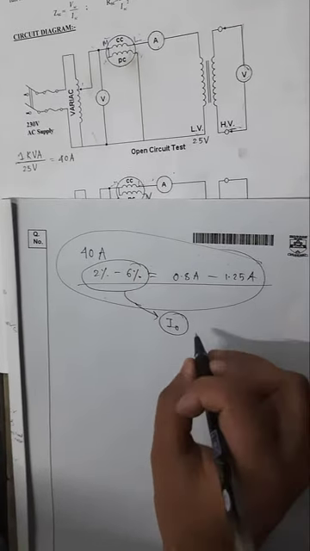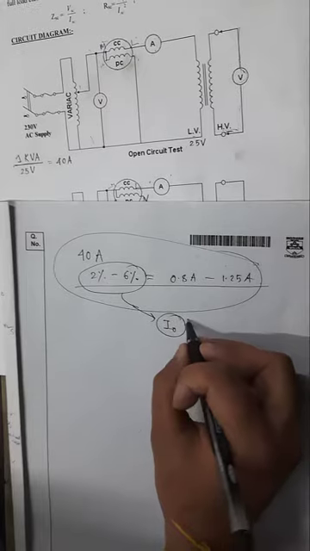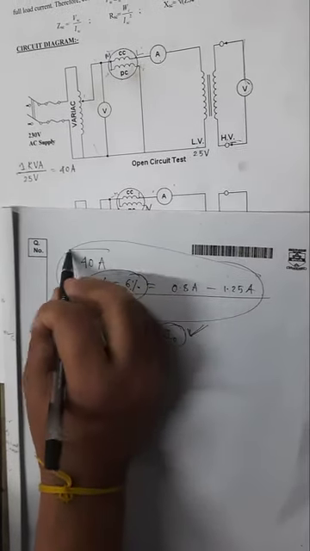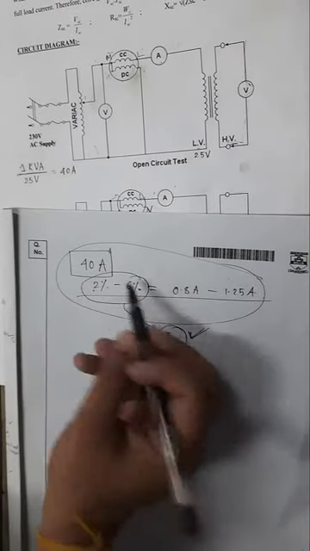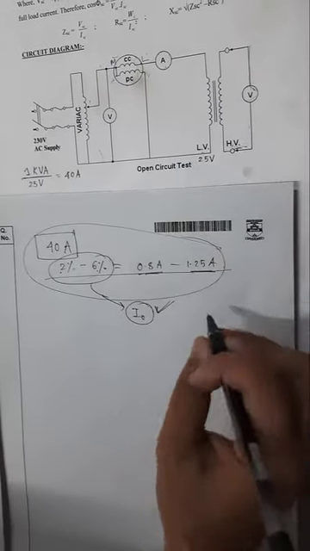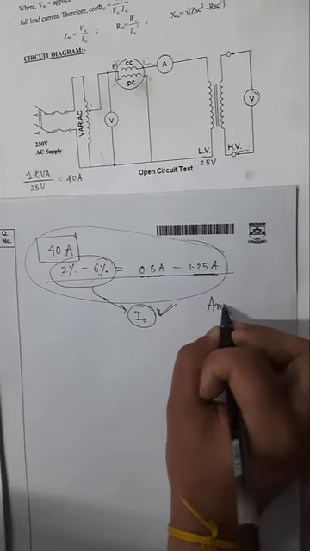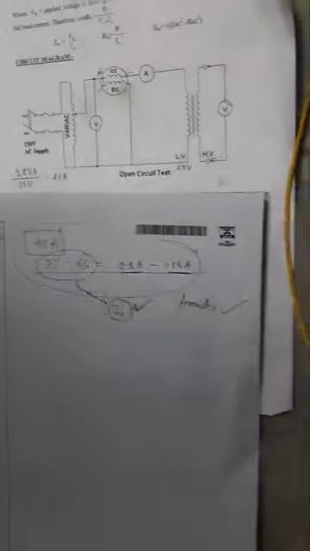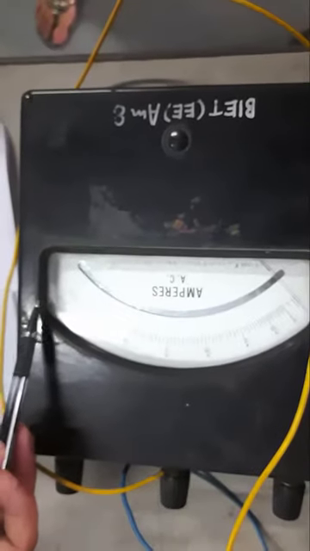Based on this data, as we know, the no load current of a transformer during open circuit test is around 2 to 6% of the rated current. Rated current is 40 ampere and its 2 to 6% is coming out to be 0.8 to 1.25 ampere. And accordingly we will select the ammeter. Here we have used this ammeter to measure the open circuit current or no load current in the primary side, that is 0 to 1 ampere.